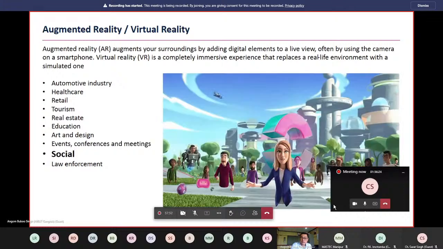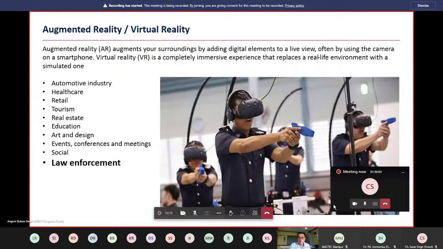For social events, there are many metaverses, different virtual worlds created by different companies, where we can join, have our digital avatar, and interact with our friends who are there as digital avatars. We can go to the movie, we can go to the beach, and we can share our experiences, just like what we do in the real world. We can have social activities going on there. Finally, law enforcement agencies are also using virtual reality to simulate crime scenes to learn. It will be much better than just reading or watching a movie.